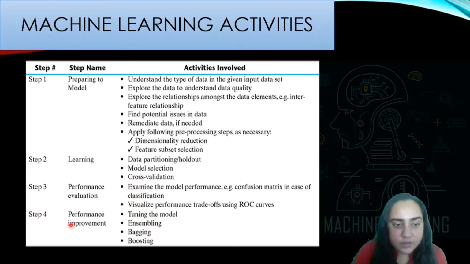And the final step is performance improvement. So once your model is ready and you're not getting the desired accuracy or performance, then you can improvise it by fine-tuning the model, by performing ensembling, by bagging or boosting. These are some of the performance improvement techniques we will be seeing later.